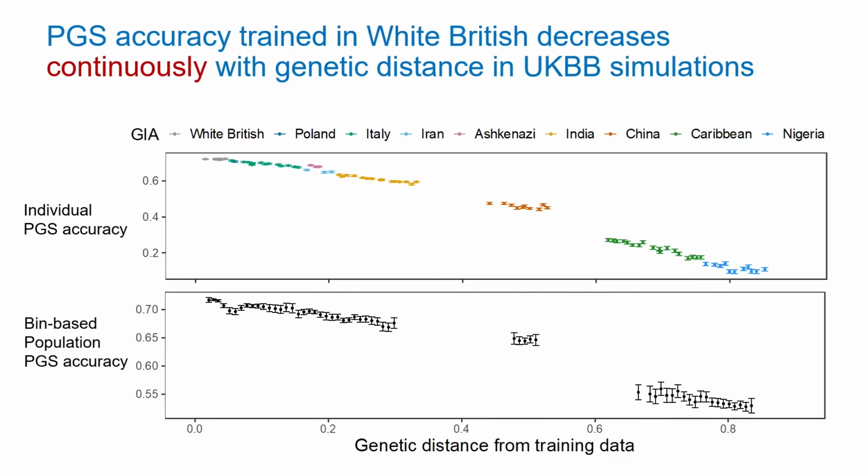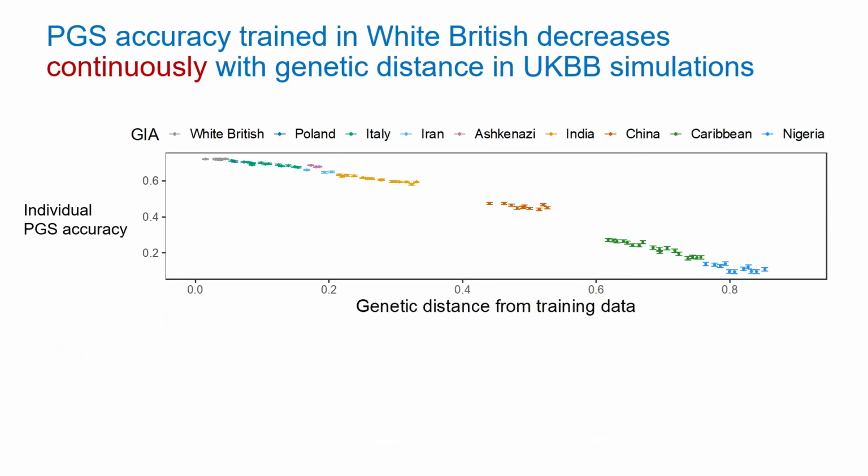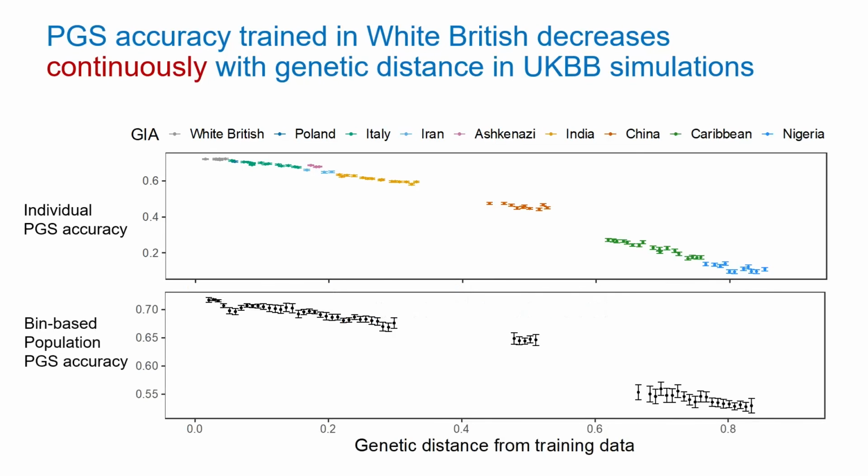For example, even as you move to individuals from Italy, Poland, or let's say India, you see a decay in the accuracy that happens to be linear. Now this is an estimate, so we can validate it by binning individuals and computing the R squared between the simulated trait and the actual PGS value, and we see exactly the same thing. So our approximation works fine.